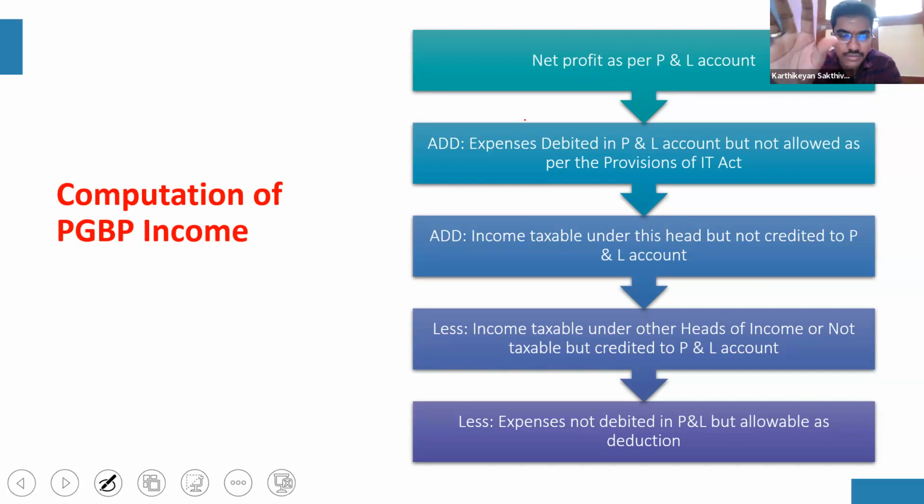But here, we'll take the same base as net profit, but certain adjustments will be made to that net profit to arrive at the taxable profit. First thing we should understand is the net profit and the taxable profit are not the same. Net profit is one thing, taxable profit is another. So it is not one and the same.